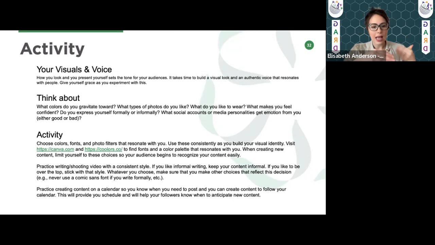And then practice creating content on a calendar so that you know when you need to post and when you need to create content to follow your calendar. So this will provide a schedule and help your followers know when to anticipate new content. And this also helps build your search engine optimization. It helps the algorithms kind of depend on you, helps them boost your content. This is very important for the long game.